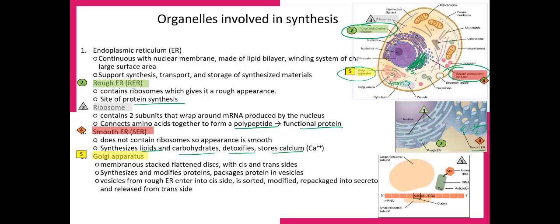What happens is the products of the rough endoplasmic reticulum travel to the cis side of the Golgi apparatus, and then the Golgi apparatus synthesizes, modifies, and packages the products of the rough ER, the polypeptides, up into vesicles so that they can be transported in bulk outside the cell.